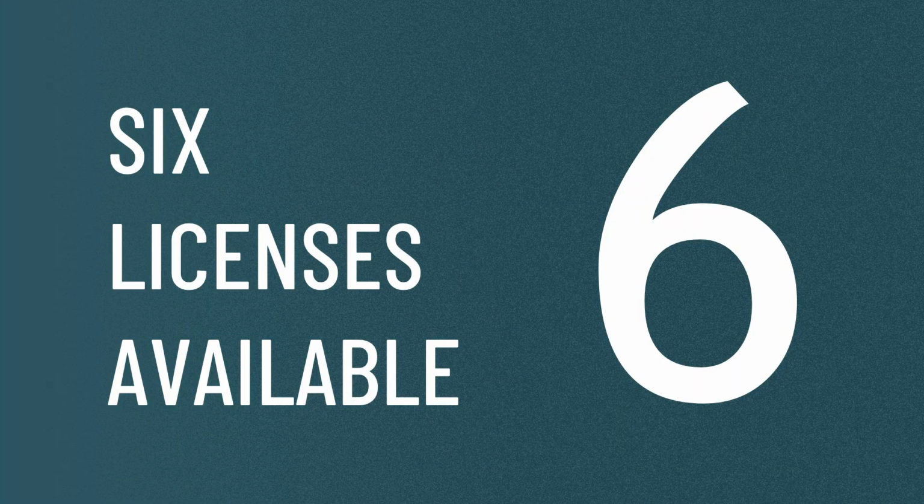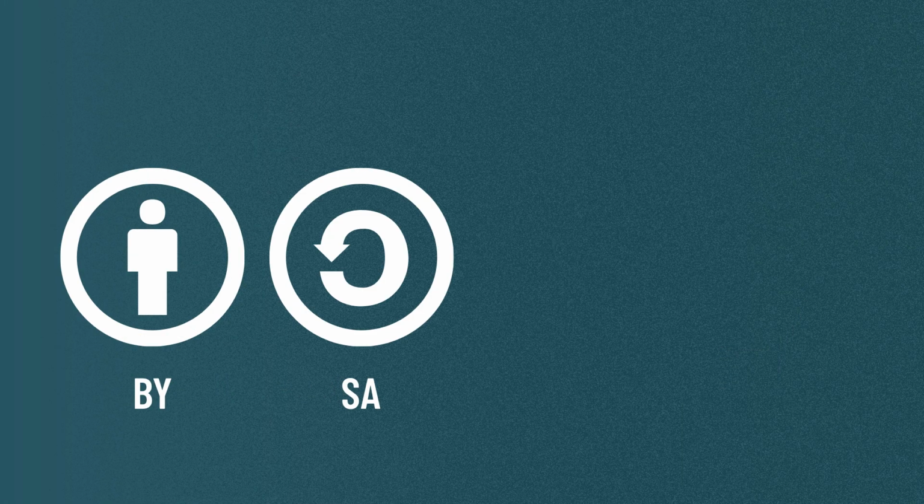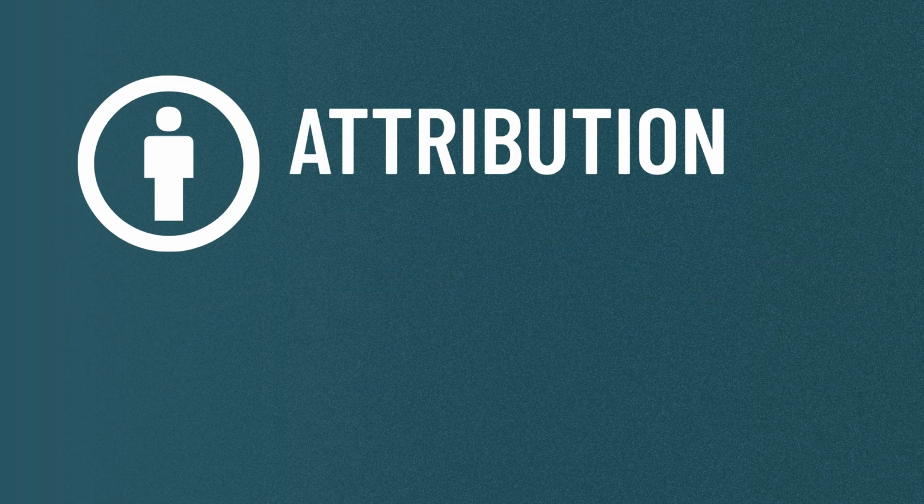There are a total of 6 CC licenses available. These 6 licenses can be broken down into 4 main components. They include Attribution, ShareAlike, Noncommercial, and No Derivatives. The Attribution component is on every CC license.